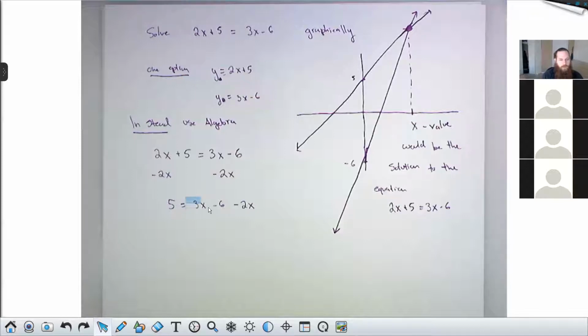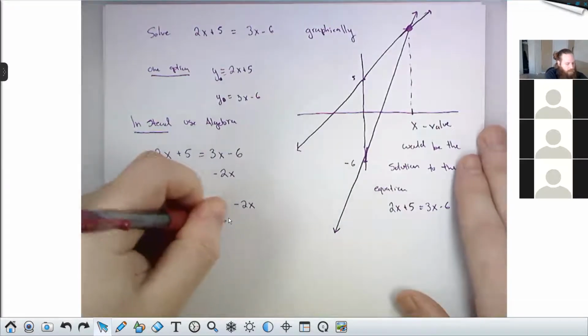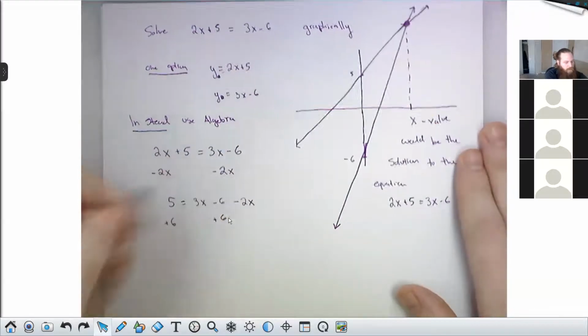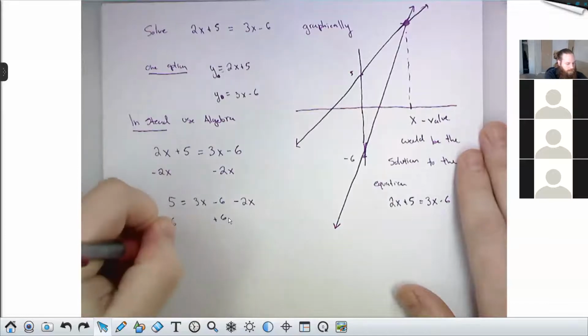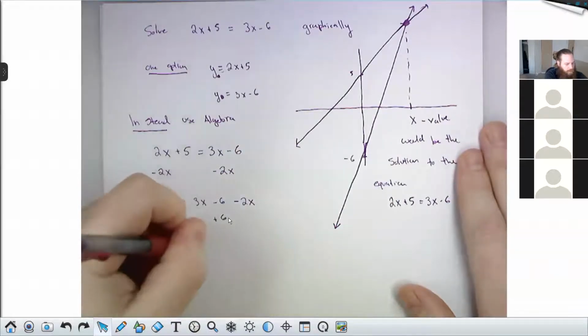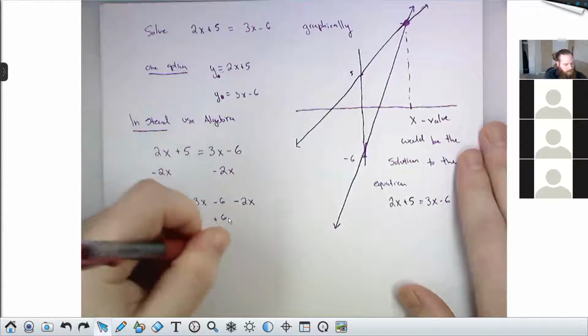All right, now the two terms that have an x in them are on the right-hand side. I'd like to get this 6 over to the other side because it doesn't have an x in it. So my goal is to get all the x's on one side and all the non-x's on the other side. The only non-x I have on the right-hand side is this -6. So I can add 6 to both sides. Now 5 plus 6, that's 11. So I get 11 equals 3x minus 2x.